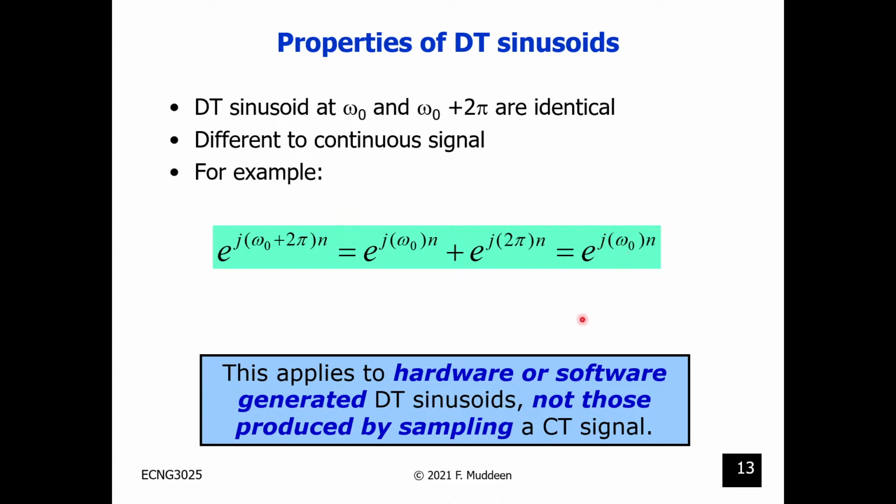One thing to note in particular is that this property only exists for generated discrete time sinusoids, not discretized time sinusoids sampled from continuous time signals. So the property you're going to observe in the next few slides only applies to hardware or software generated discretized time sinusoids, those that are artificially created. They do not apply to discretized time sinusoids from a sampled continuous time signal.